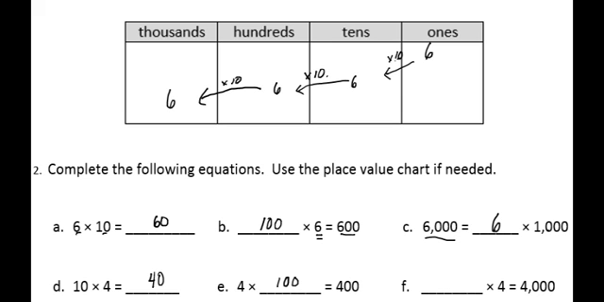And in the last problem, some number times 4 got me to 4,000. Well, if the number were 10, 10 times 4 is 40. 100 times 4 is 400. So then 1,000 times 4 is 4,000.